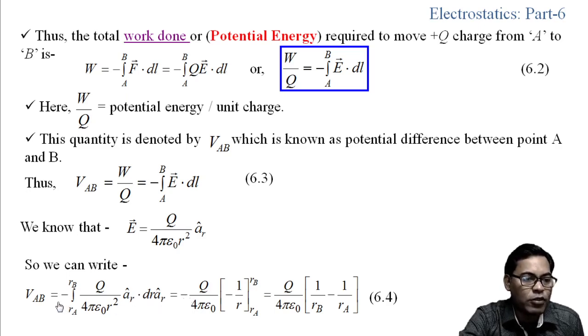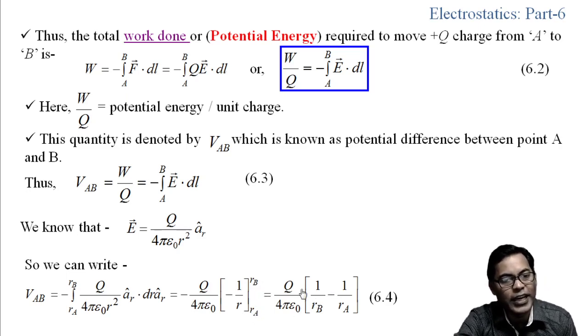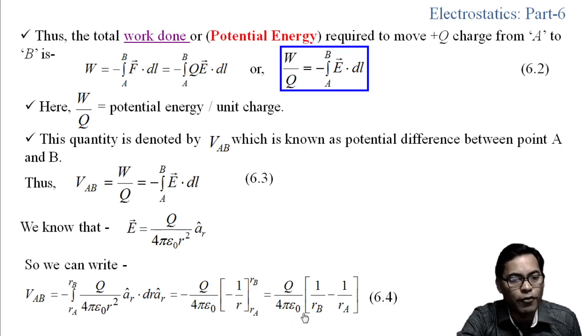So ultimately it equals minus integration of Q by 4 pi epsilon naught, taken outside of the integration, dr by R square, or we can write 1 by R square into dr. So if we take the integration, we will get minus of 1 by R, and the limit is from RA to RB. By replacing R with RB and RA, we will get plus Q by 4 pi epsilon naught into (1 by RB minus 1 by RA). So this is the equation of VAB, that is the potential difference between point A and point B.